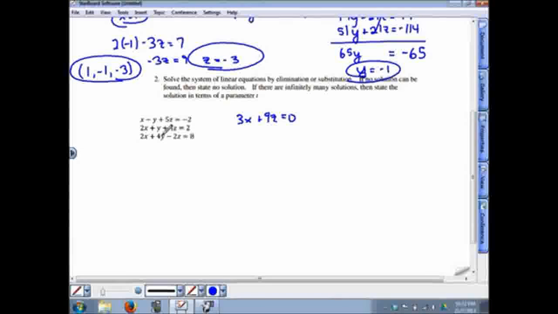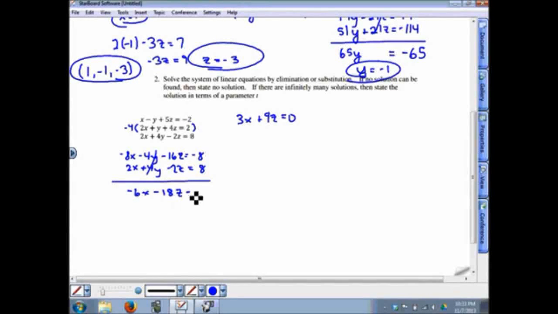So if we multiplied this middle equation by negative 4, that's going to cancel with that positive 4y, so that's going to become negative 8x minus 4y minus 16z is equal to negative 8. We're going to get 2x plus 4y minus 2z equals positive 8. Add, y's cancel, negative 6x minus 18z equals 0.